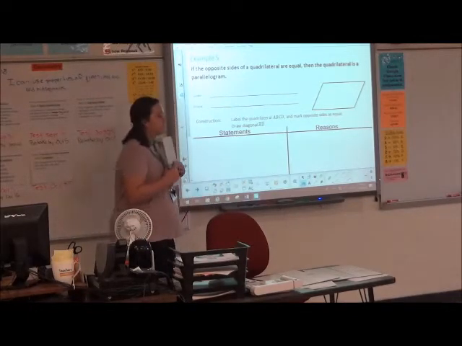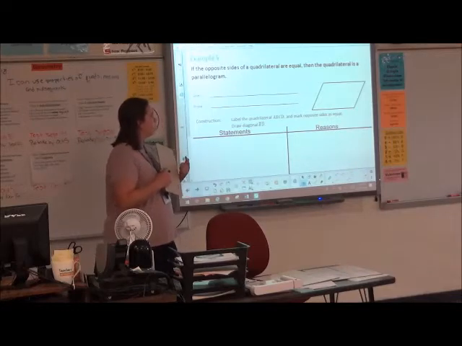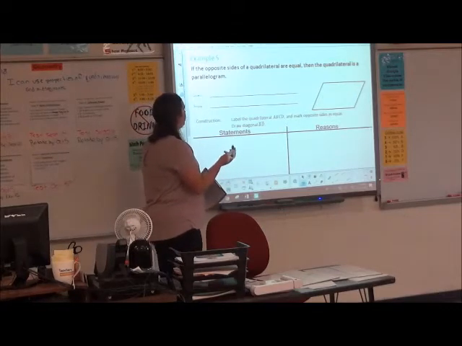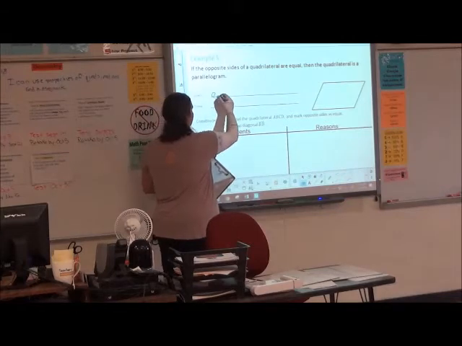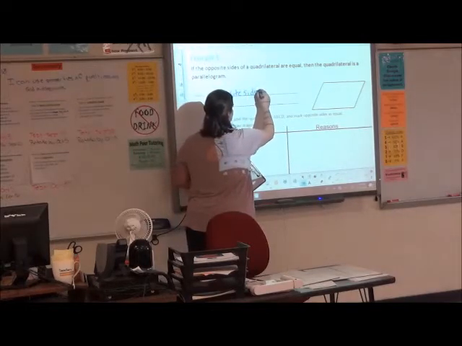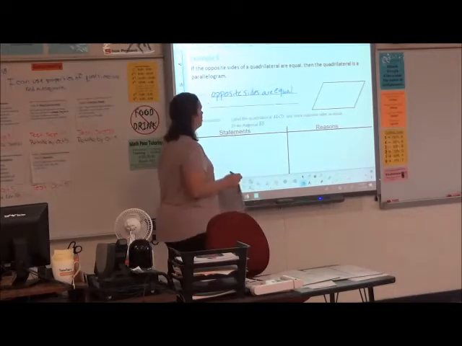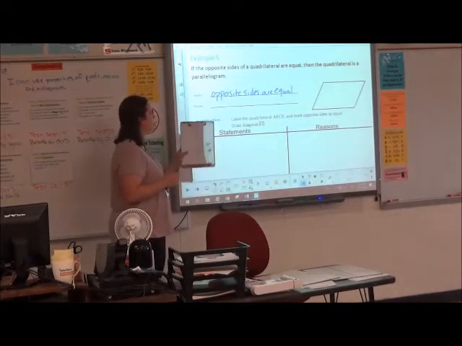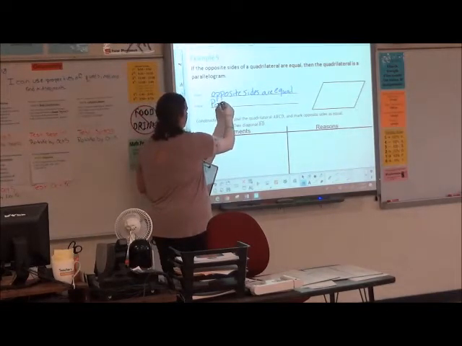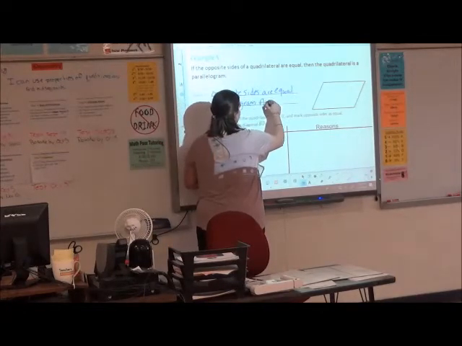Okay. So if we look at example 5, it says that if the opposite sides of a quadrilateral are equal, then the quadrilateral is a parallelogram. So your if part of the statement always has your given. So the given is opposite sides are equal. And the then statement has what we're trying to prove. So we're trying to prove that this quadrilateral right here is a parallelogram. So in prove, I want to say parallelogram ABCD.